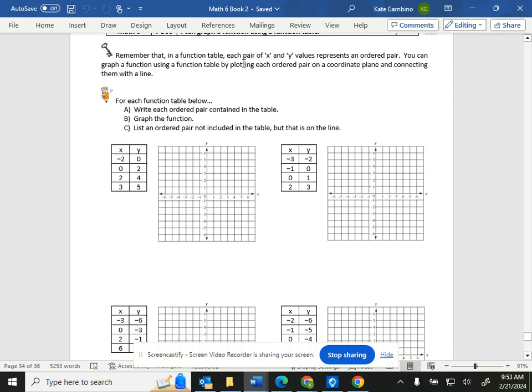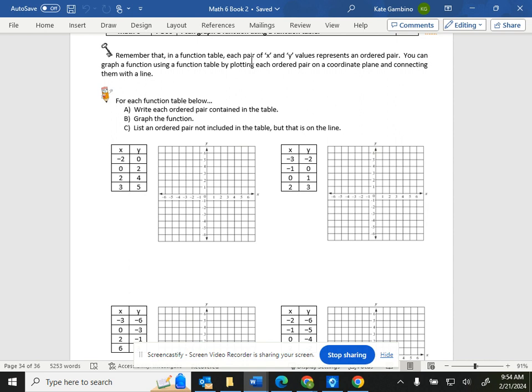So in a function table, each pair of X and Y values represent an ordered pair. You can graph a function using a function table by plotting each ordered pair on a coordinate plane and connecting them with a line, which we have to put arrows at the ends to show that it's a line. Madeline? Yeah, we have to put arrows at both ends. Otherwise, it's a segment. It stops. But functions are lines that will continue on because you can always put in new X's to get new Y's. Okay, so you can always input new numbers. So it is an arrow on both ends.